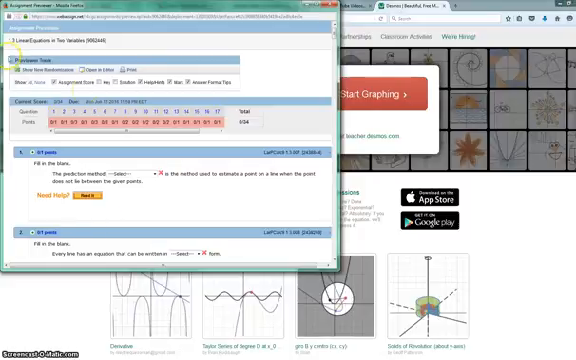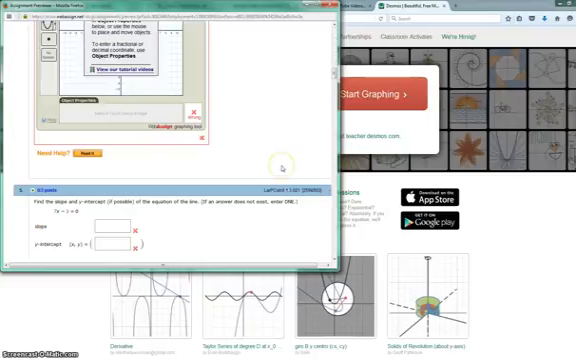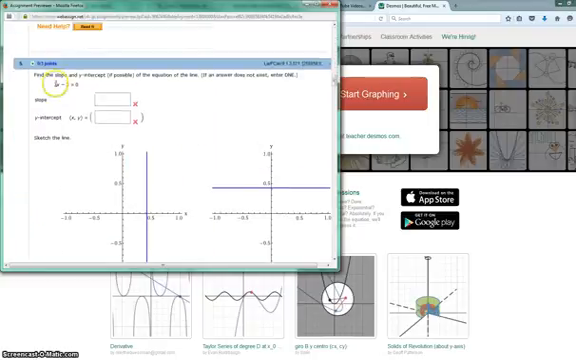Alright, so in Chapter 1, Section 3, we're talking about lines and slopes. A couple problems in here that I thought would be worth checking out. Find the slope and y-intercept, if possible, of the equation of the line. So if we're looking at something like this, we'd solve for x, and so we'd get x equals 3/7.